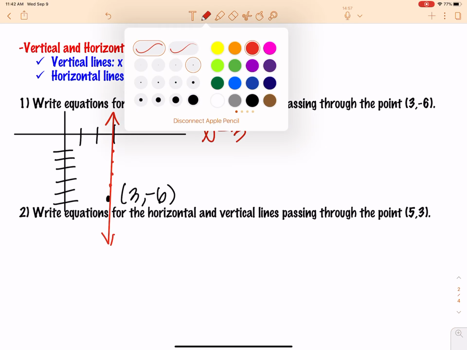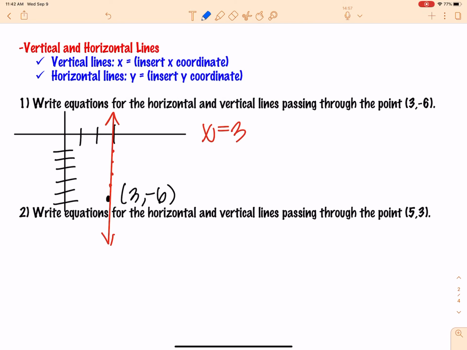As opposed to if you want a horizontal line that passes through that point, this would be your one and only line that does that, and that's just y equals negative 6. Okay, so vertical lines are x equals some sort of number, and then horizontal lines are y equals some sort of number. That's how easy it is, and that's what you guys need to memorize.